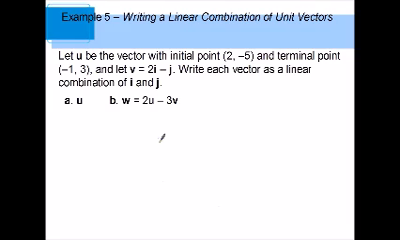You can get a little practice writing this in component form. If I have u as a vector with an initial point of 2, -5, and a terminal point -1, 3, then I can create a vector by starting here and ending here. So the u vector would have the component form of starting at 2, going to -1, that's a difference of -3 in the i hat direction. Starting at -5 and ending up at +3, that's a difference of +8 in the j hat direction. And this would be our vector u.